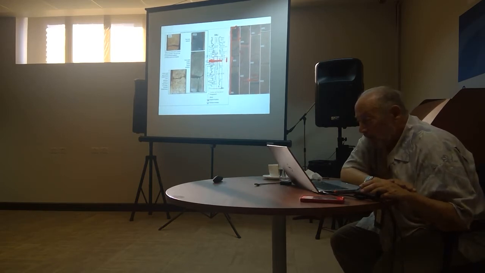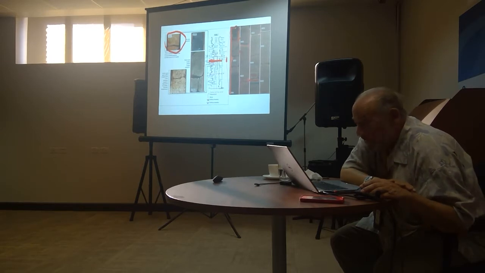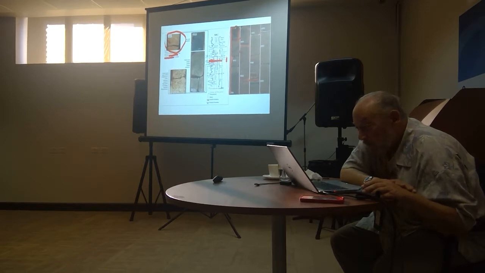So looking at individual pieces of this core, this is a pebbly sandstone from a braided river deposit. Here's a poorly sorted quartz pebble conglomerate.